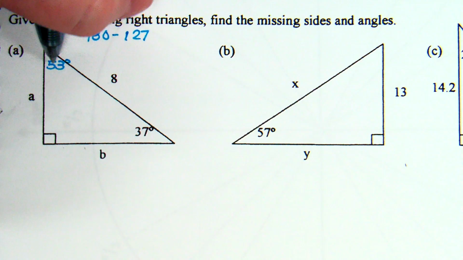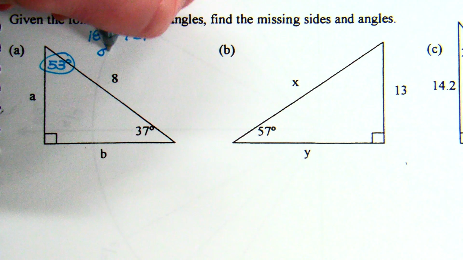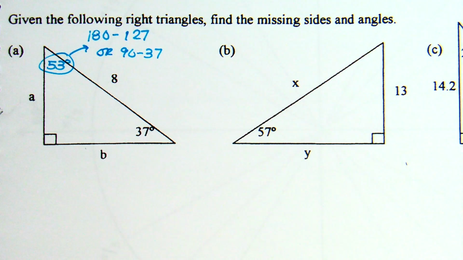What's the other way to find that 53 if you want? Because it's a right angle, this works. 90 minus 37, would that have worked? Because if this one's 90, then that leaves 90 for the sum of those two. So you could also have just done 90 minus 37. Okay, we got the easy part out of the way.